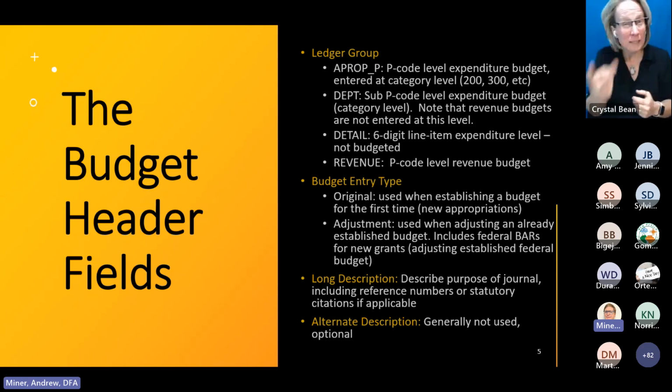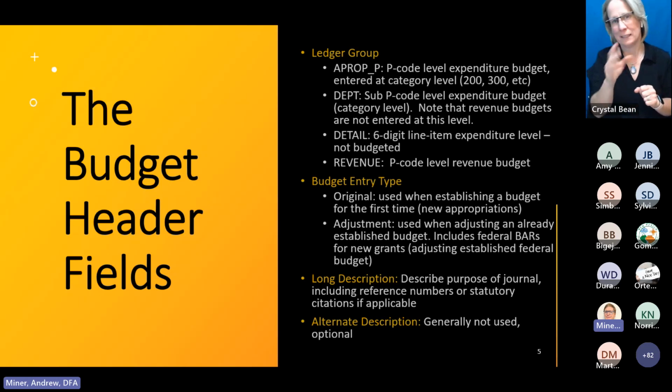You'll never use this for a bar, really, because we don't do bars at this level. But if you're running a report, like I'll talk about later, and you want to see that line item detail, you'll need to use the detail ledger group. Okay, so that's when you would use this. And then the last ledger group is revenue. And of course, that's your P code level revenue budget. So you can see the revenue side of your budget.